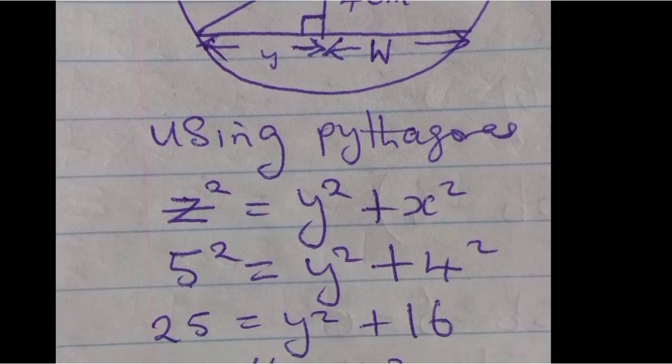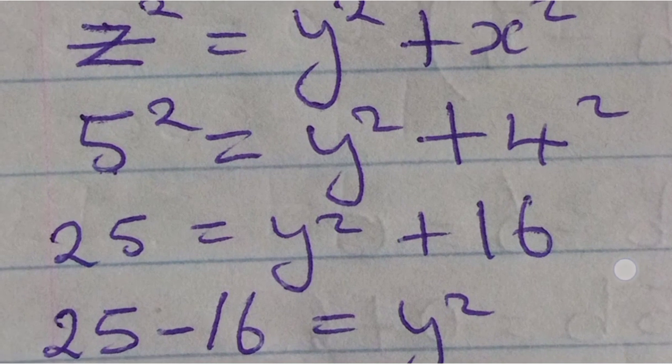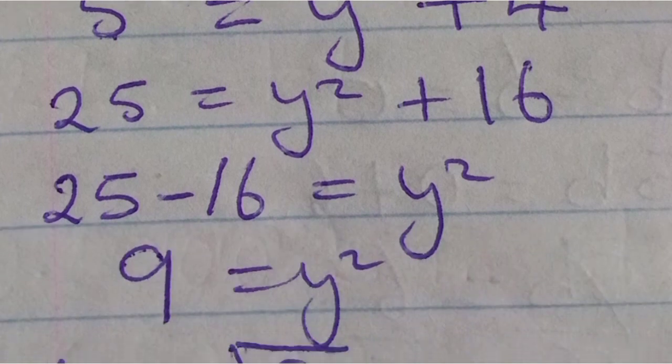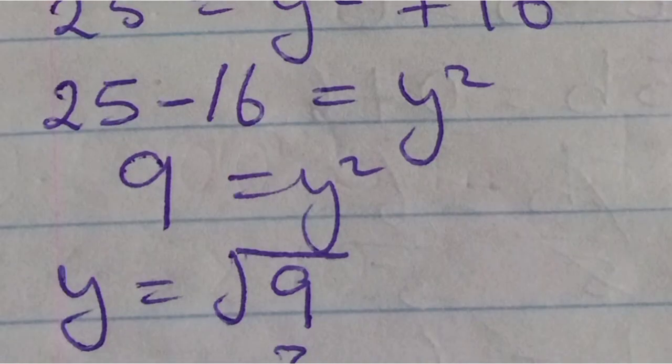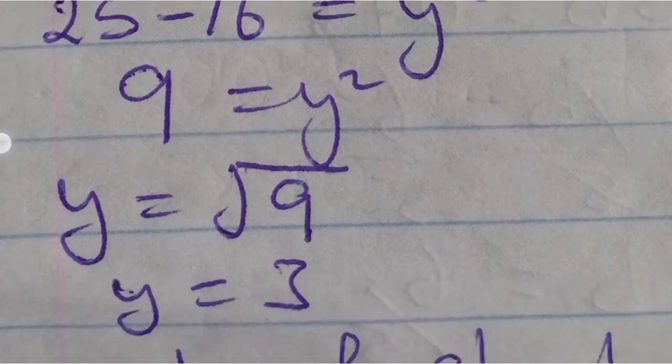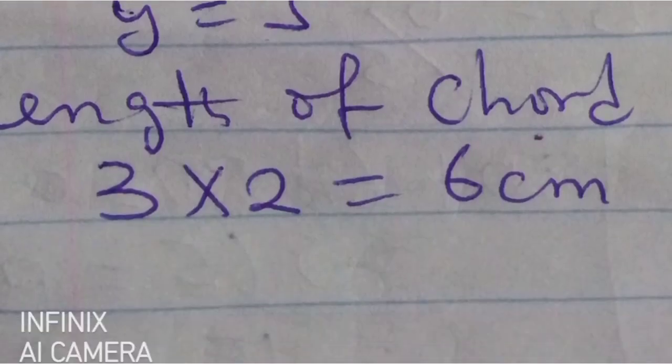Which says that the longer side raised to power 2 is equal to the sum of the two shorter sides raised to power 2. So which is 5 raised to power 2 equals y raised to power 2 plus 4 raised to power 2. Then which will give us 25 is equal to y raised to power 2 plus 16. Then subtract, you have 9. Then you take the square root, and the square root of 9 is 3. Then you have just found one part of the chord.